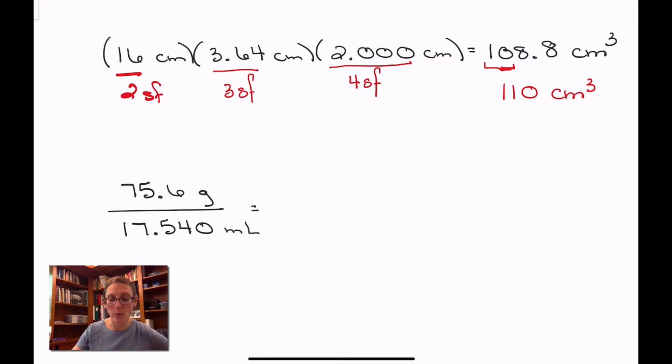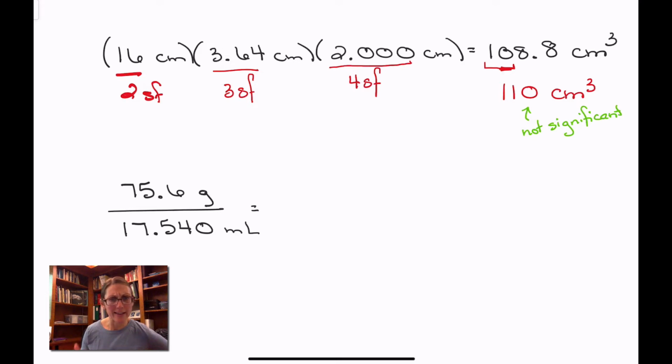I want to point out that this only has two significant figures because this 0 is not significant. That's because it's a trailing 0, but there's no decimal point in the number. So that does only have 2 sig figs.